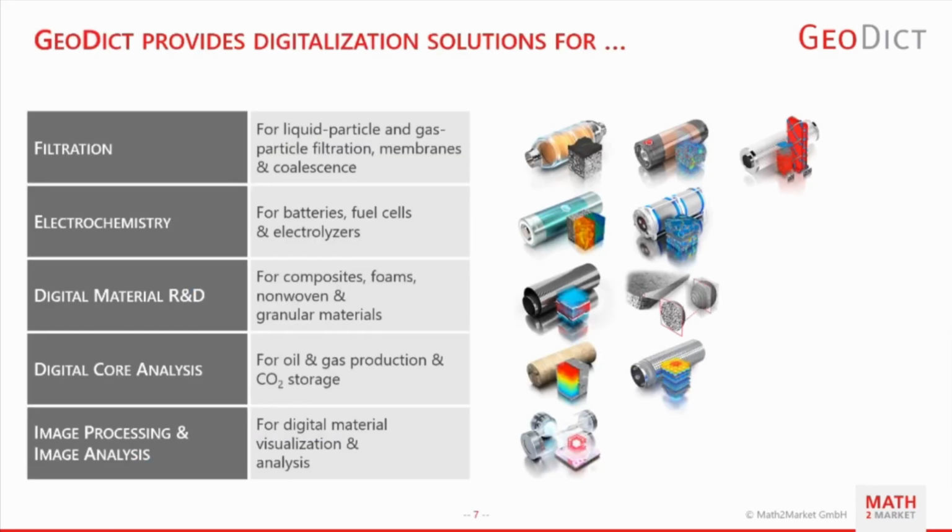These materials can be used in various application fields. For example, as filter media or membranes, as porous transport layers or catalyst layers in batteries, fuel cells, electrolyzers. Also as composites, as materials used for thermal isolation. And you can, of course, also analyze processes in natural materials like rocks, where the pore connectivity is also important, for example, for fluid flow inside the soil or the rock.